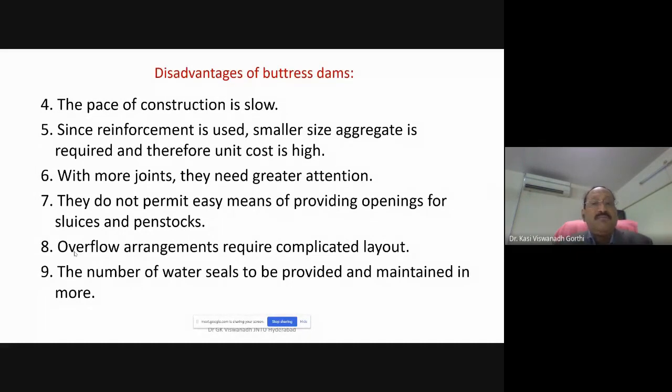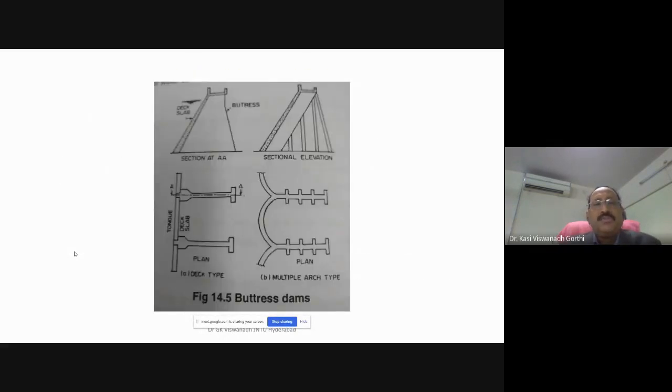More joints will be there, so we need to take greater attention, and they do not permit easy means of providing the openings for the sluices and penstocks. Overflow arrangements require a complicated layout. The number of waterstops to be provided and maintained is more. So this is the buttress action.